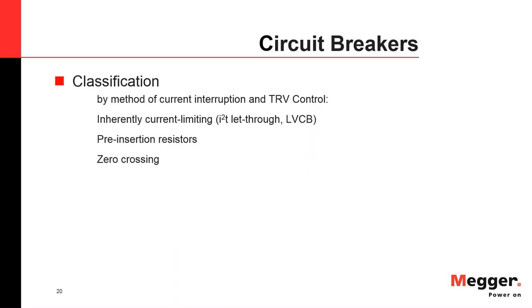Then you can classify, which is important for our understanding of low voltage breakers, by the method of how they interrupt the current and how the transient recovery voltage is controlled. So all the low voltage circuit breakers, because they're constructed in a certain way, are inherently current limiting. And I will explain that in a second. Especially the old air blast high voltage circuit breakers had pre-insertion resistors, and vacuum circuit breakers particularly are zero crossing circuit breakers, so they need zero crossings. The current has to go from one polarity to the other, and in that moment the interruption can take place.